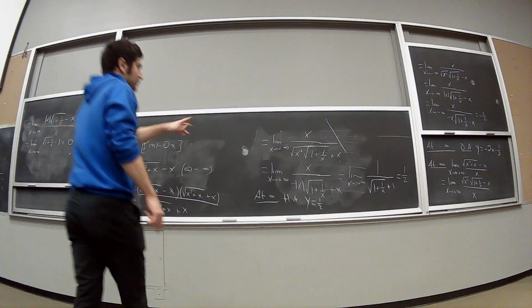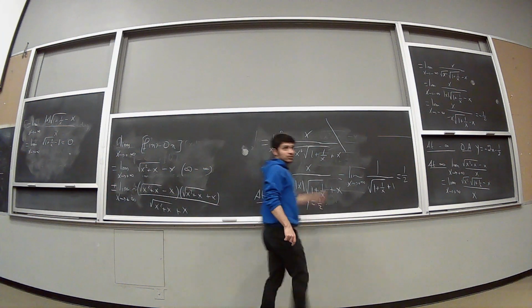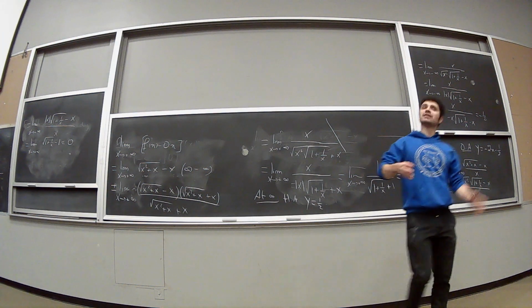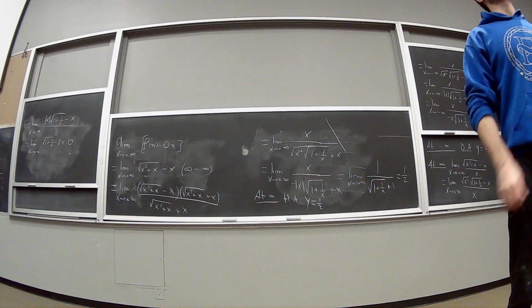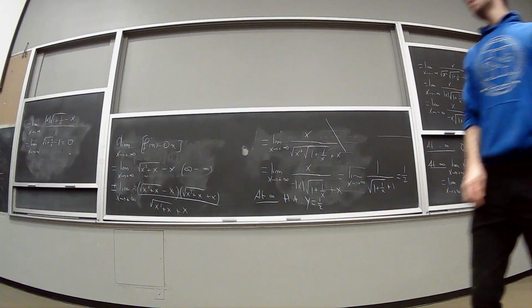So really, you don't have to. The horizontal asymptote at minus infinity has nothing to do with the horizontal asymptote at plus infinity. When you sketch them, you just sketch them differently. Okay? Great. Awesome.